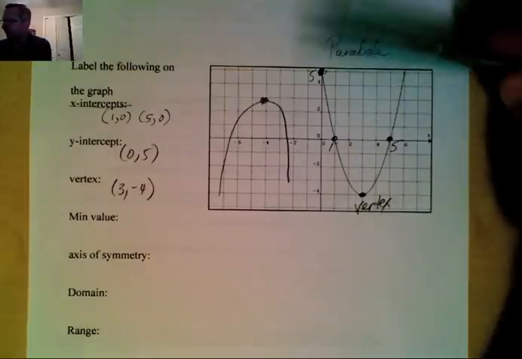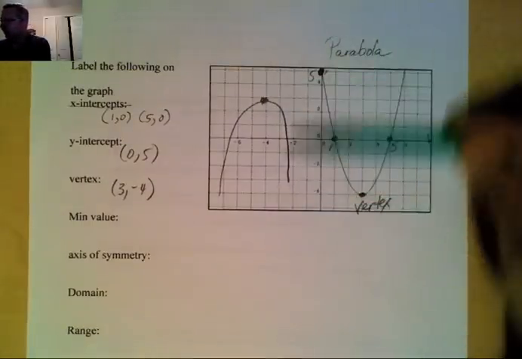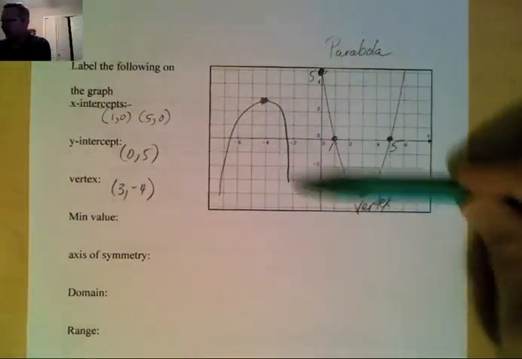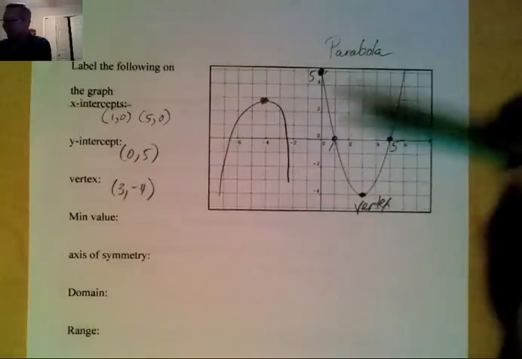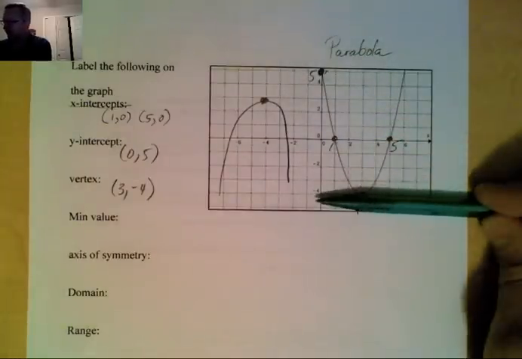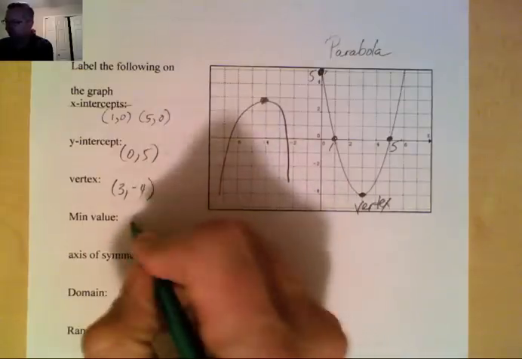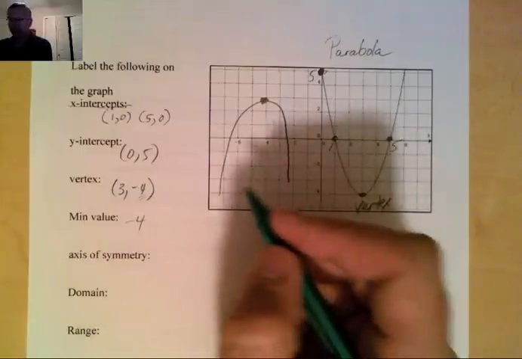What's the minimum value? When they ask you for the minimum value or the maximum value, they're talking about a value of y. And the lowest value of y here is -4. It happens to be the y coordinate of our vertex.